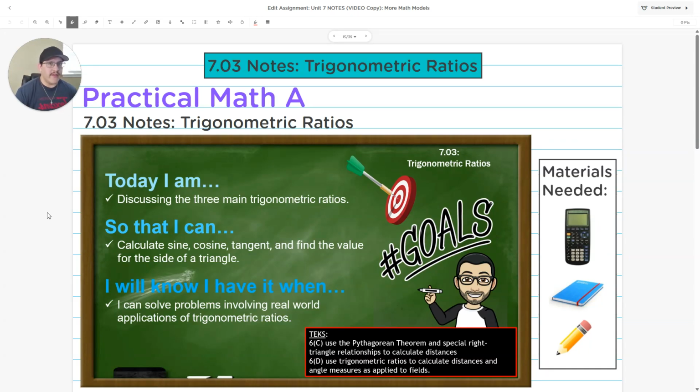This is section 7.03 of the Unit 7 notes, trigonometric ratios. Today I am, as in you are the student, discussing the three main trigonometric ratios so that I can calculate sine, cosine, tangent, and find the value for the side of a triangle. I will know I have it when I can solve problems involving real-world applications of trigonometric ratios.